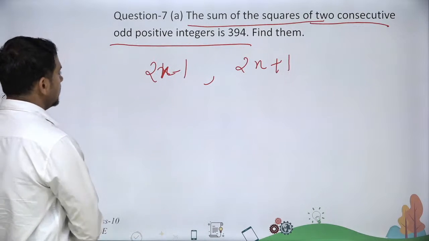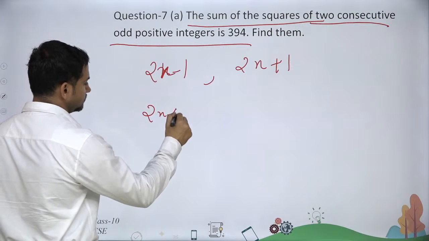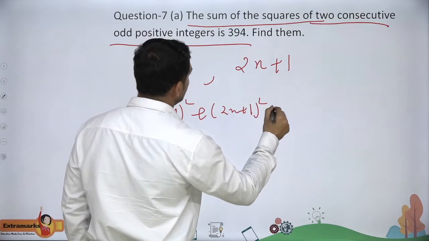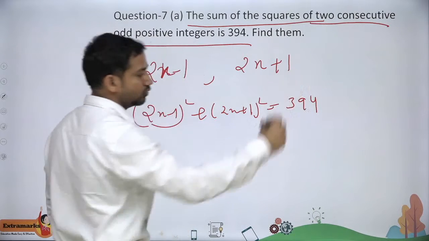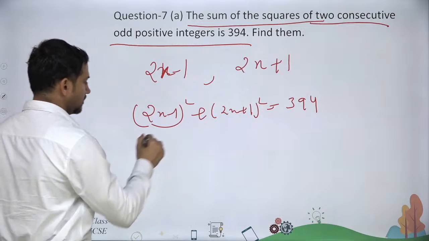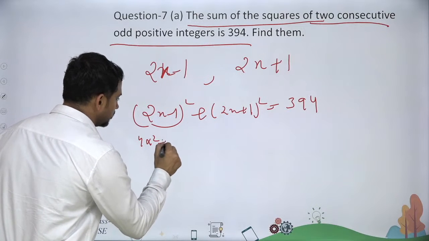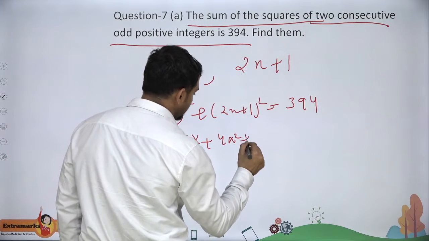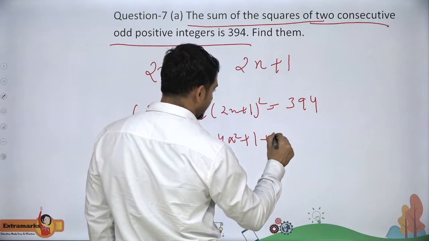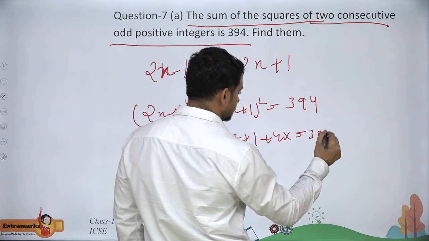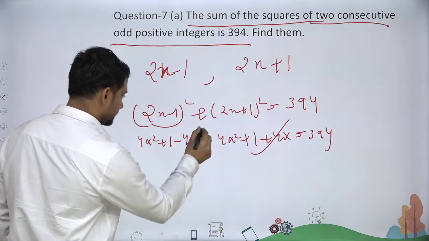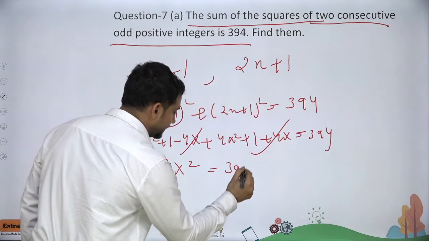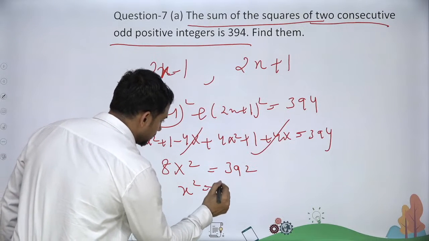Now the sum of the squares of these two should be equal to 394. This gives 4x square plus 1 minus 4x, plus 4x square plus 1 plus 4x, equals 394. Then the 4x and minus 4x cancel, so 8x square plus 2 equals 394, which gives 8x square equals 392. Then x square should be equal to 49.